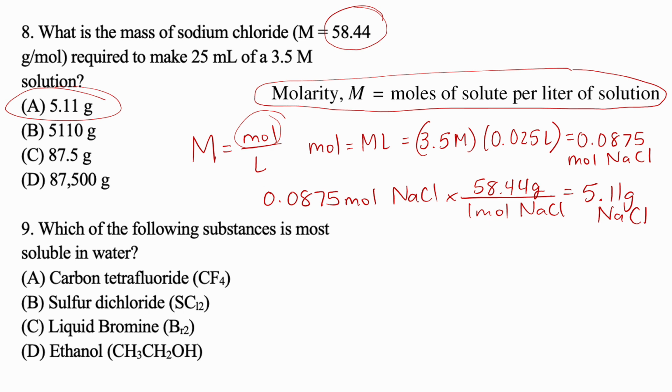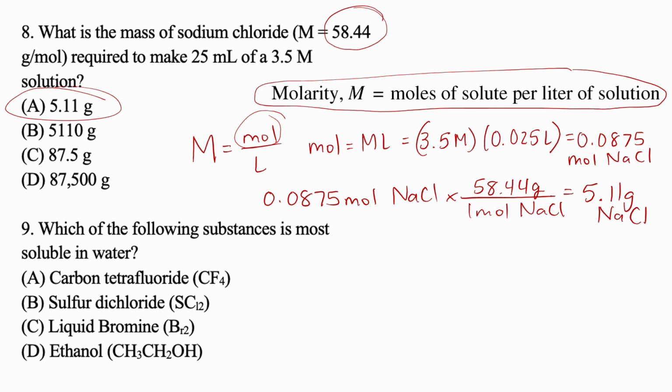Number 9 says, which of the following substances is most soluble in water? Remember, for solubility in water, we're looking for a few things. If everything is nonpolar and you don't have any dipole-dipole interactions and you don't have any hydrogen bonding, then you're looking at London dispersion forces, or number of electrons to increase polarizability.